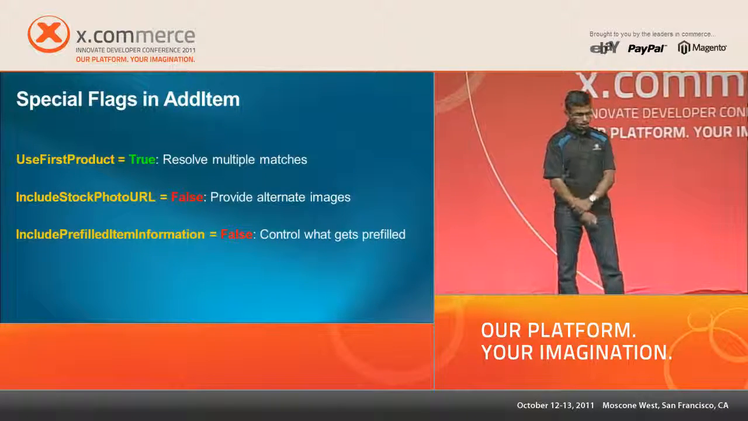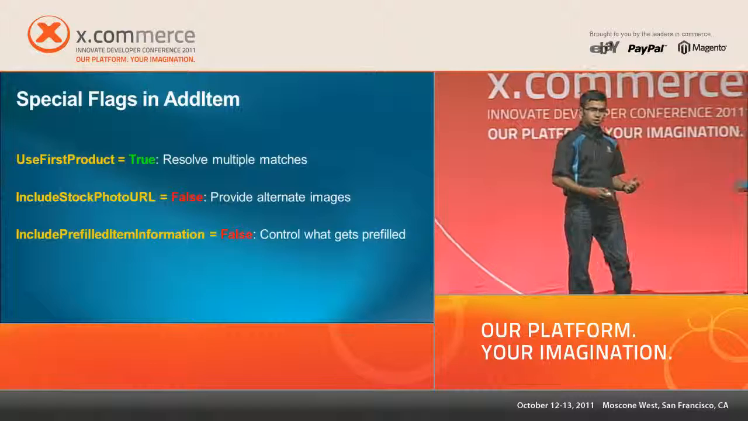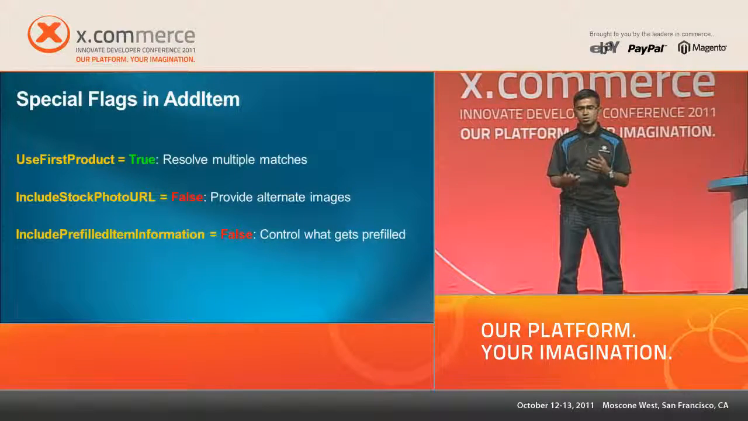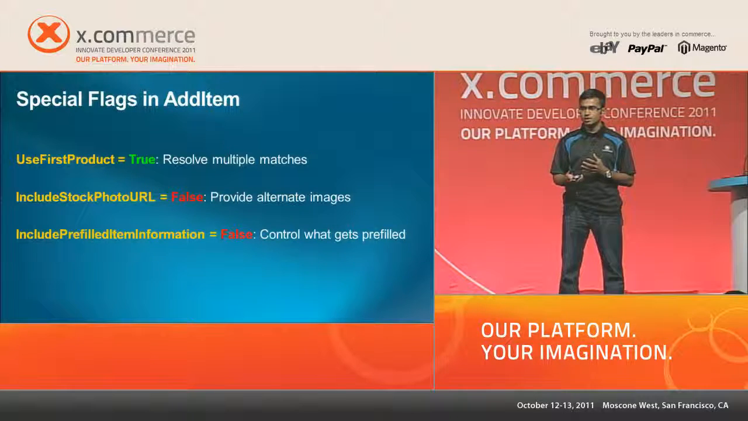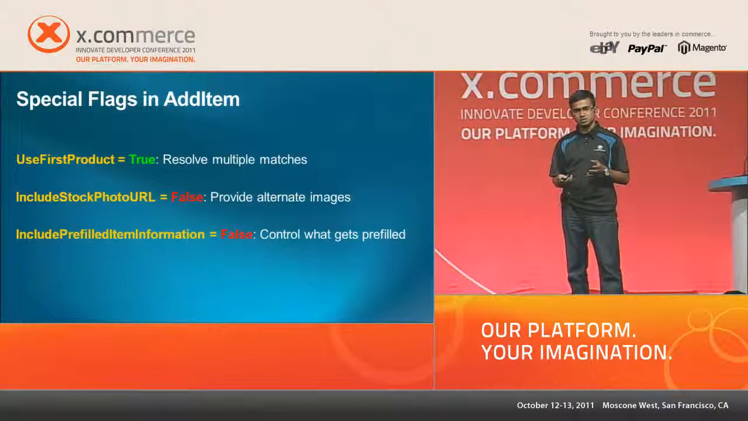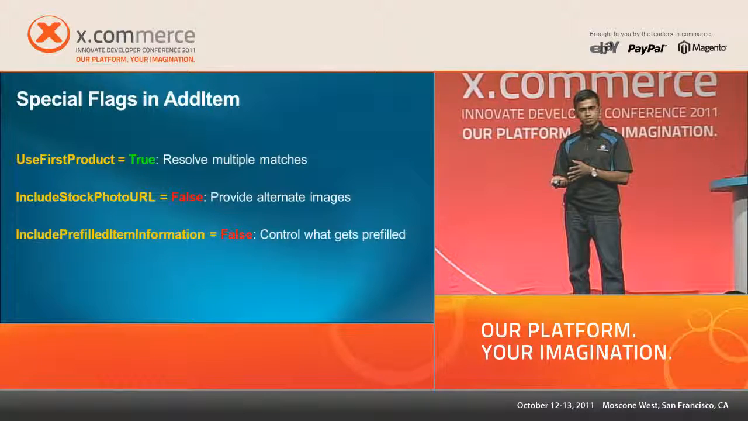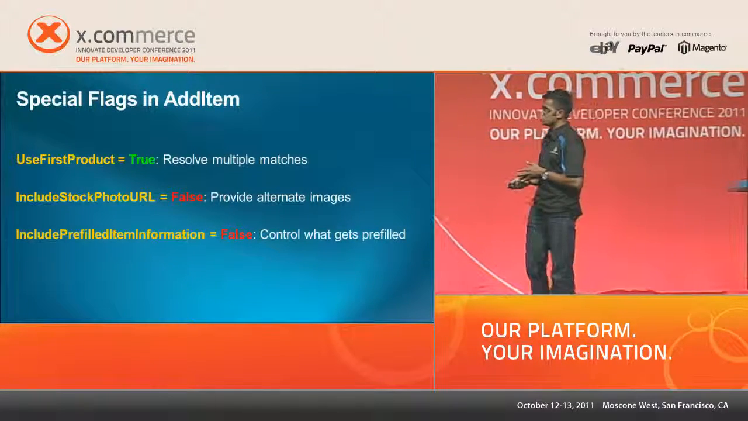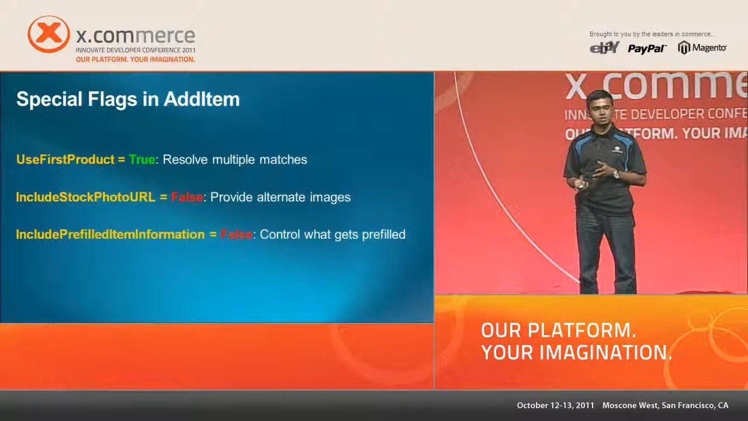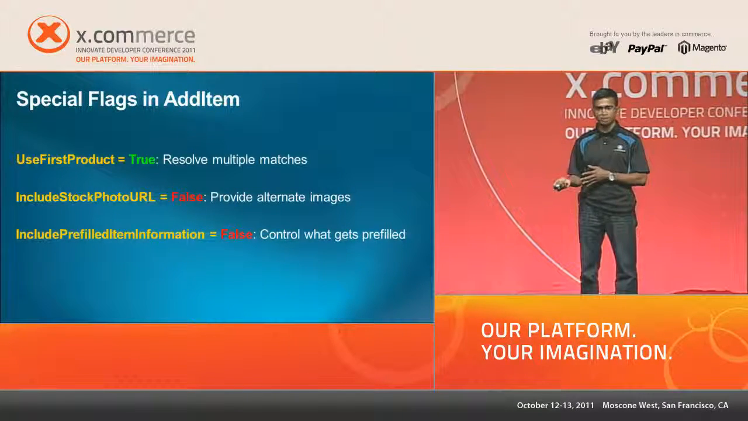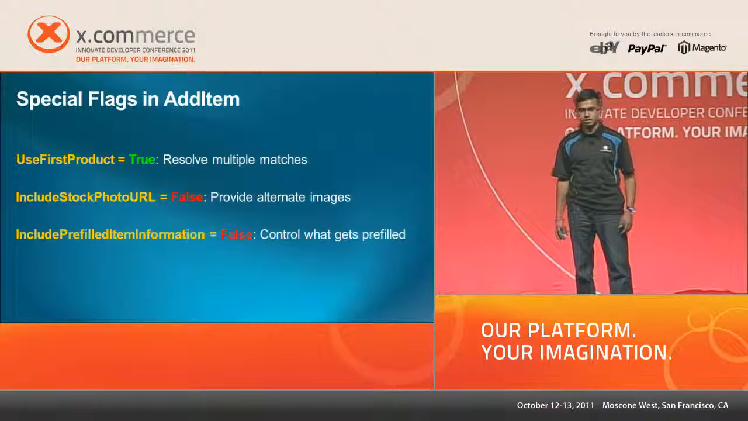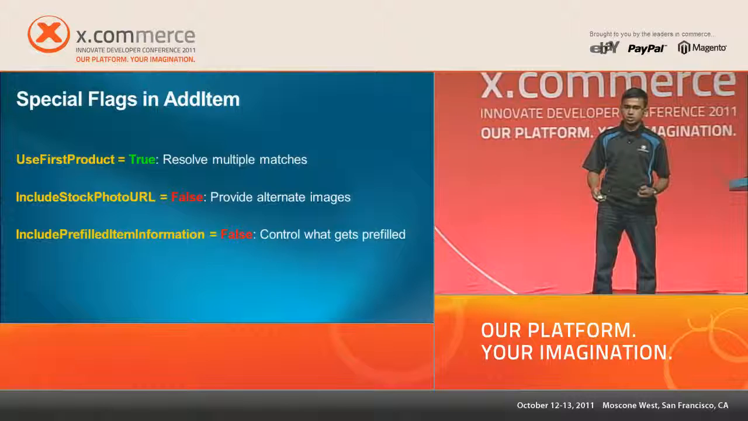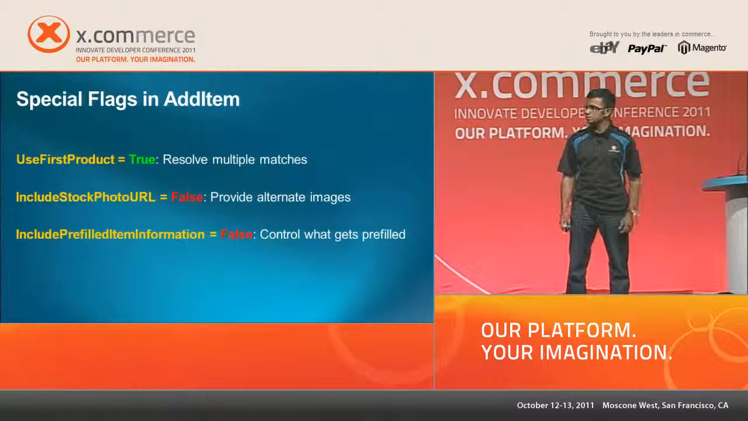And sometimes your item may be so different, so much customized or so used and worn out, that the stock photo of the brand new product does not accurately describe your item, and it may even mislead the buyer and set the wrong expectations. So in those cases, you may want to choose not to include the stock photo onto your item. You can use the second flag here, include stock photo URL, and set it to false, and you'll be expected to provide your own custom photos in those cases.